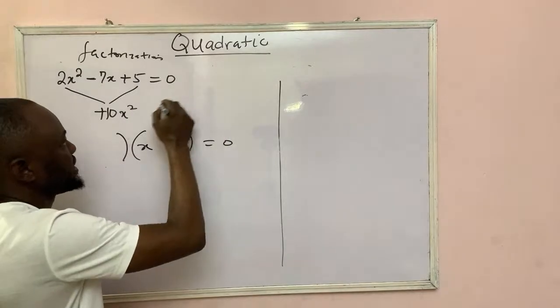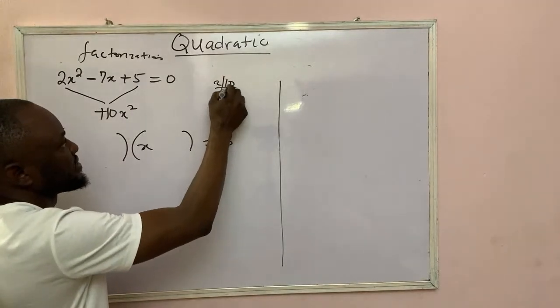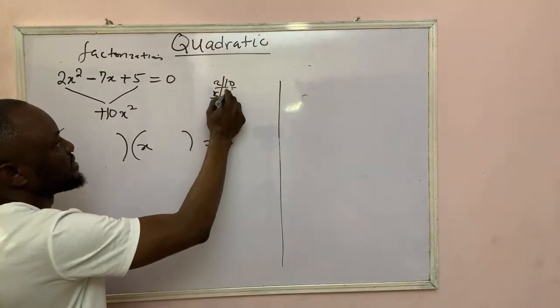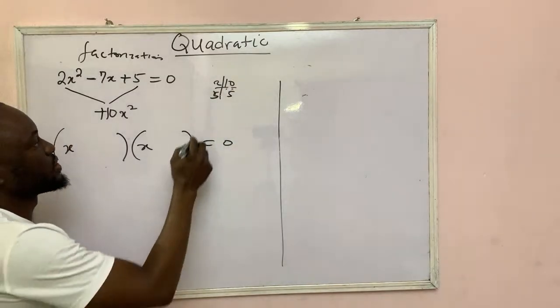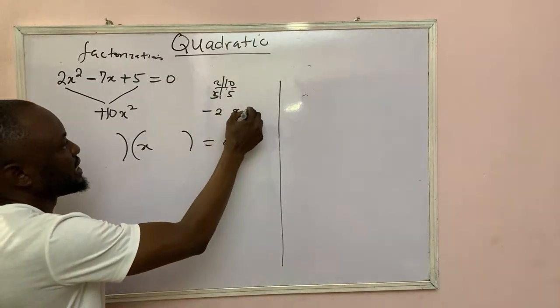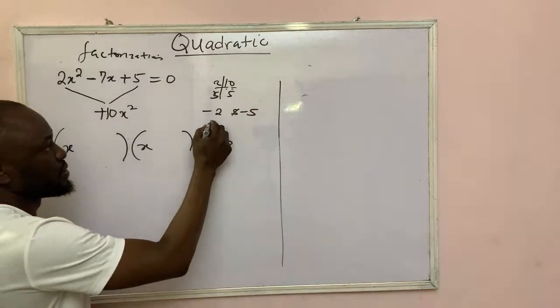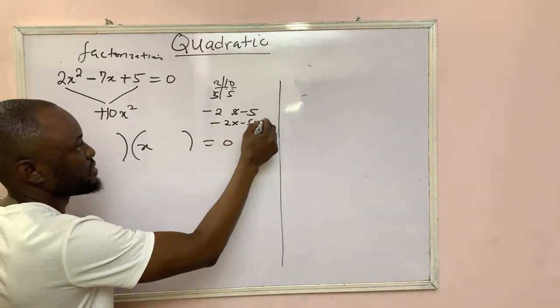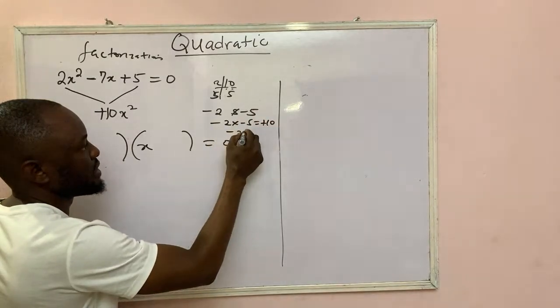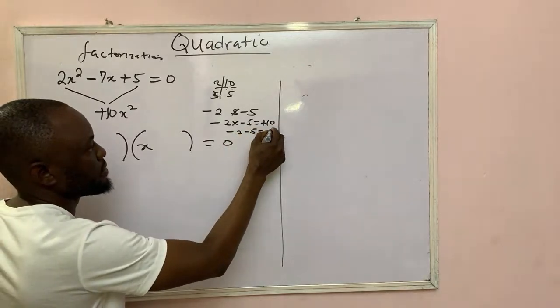So 10, that's 2 times 5 will give you 10. So I can say minus 2 and minus 5. Minus 2 times minus 5 will give me plus 10. Minus 2 minus 5 will give me minus 7.